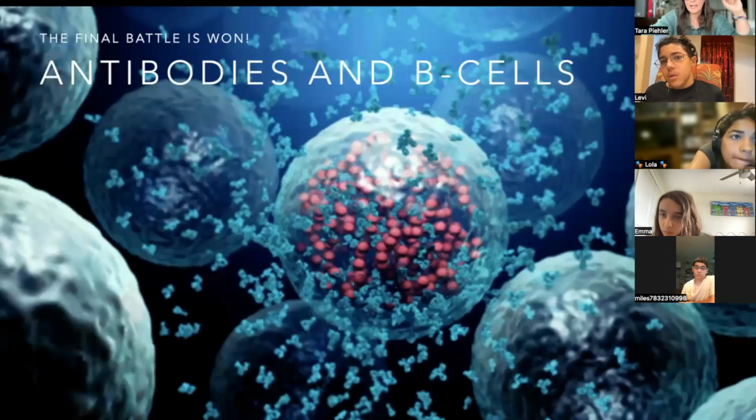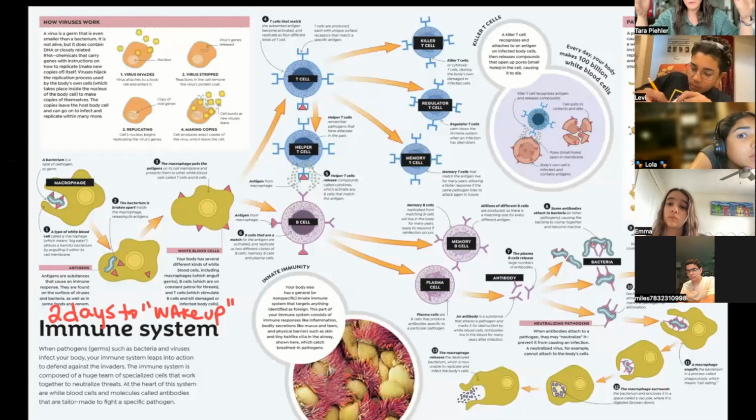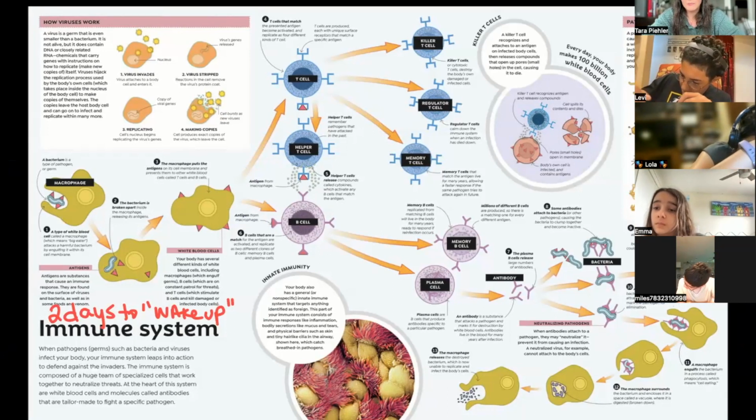And our final battle is won, right? Victory. Or not. So here's a little diagram, but that is our story of now. I think next time we'll probably get into memory, how to remember what viruses came into our body, and how to regulate all that.